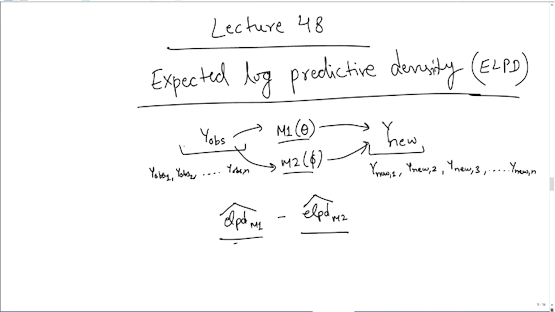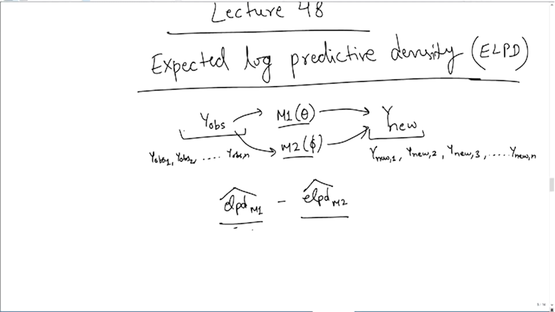So let us delve into how we get this measure ELPD and what it means. We are going to build on what we discussed in the previous lecture. Let's say this is your task: you have some data y obs, and you want to predict some future data y new. These are the models that you want to evaluate, M1 and M2. In the previous lecture, I think we called them Q and R. So let's say this is model Q, this is model R.